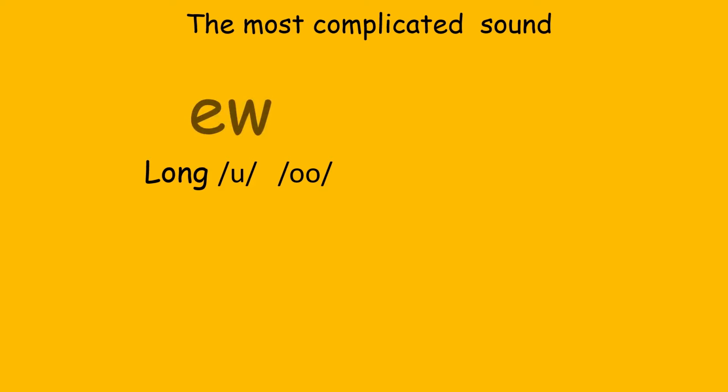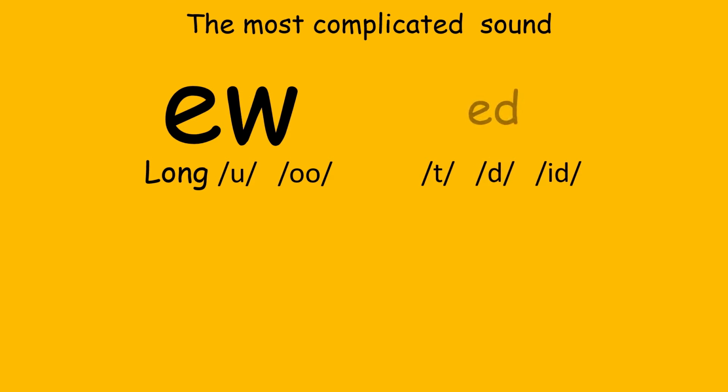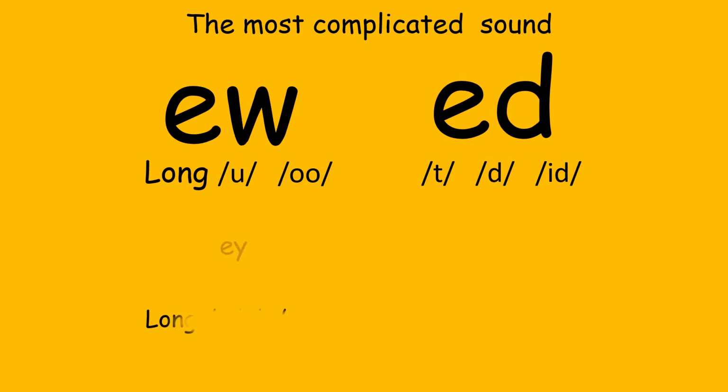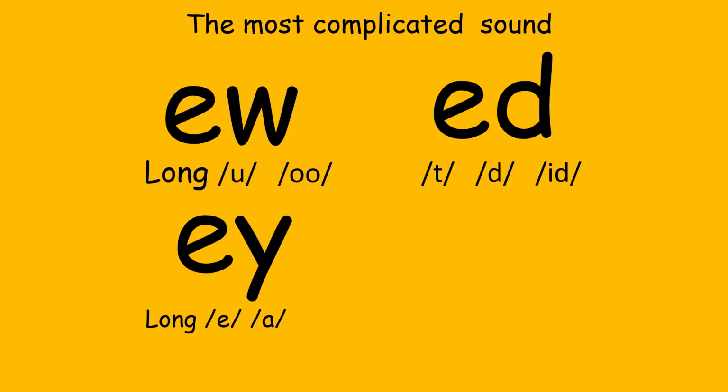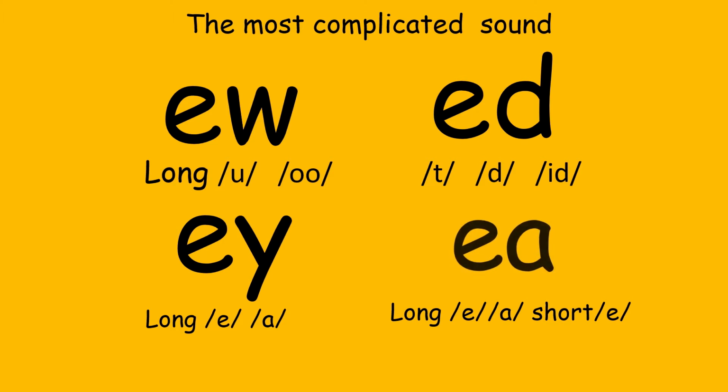EW can make the U and OO sound. ED can make the T, D and ID sound. EY can make the E and A sound. EA can make the E, A and E sound. Come on friends, let us read some words and practice these sounds in them.